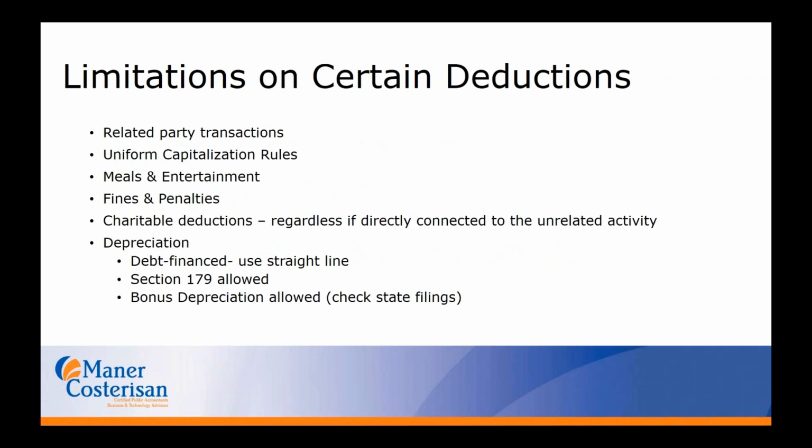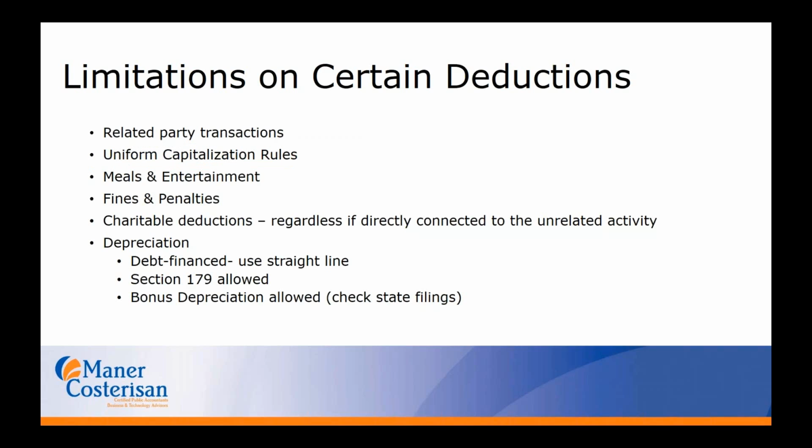So as I mentioned earlier, there's limitations on certain deductions, and those are very similar to the limitations to a C corporation. So you have those limitations on related party transactions. So if you were to sell something to a related party at a loss, there's rules for that. There's the uniform capitalization rules. So like 263A, if you're selling inventory on your unrelated activity, there may be issues with capitalizing some of those expenses into your inventory until it's sold.